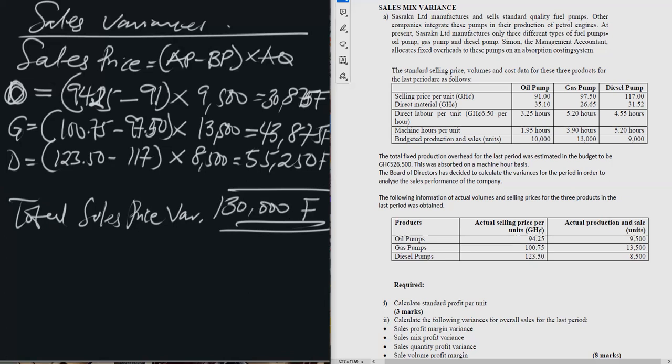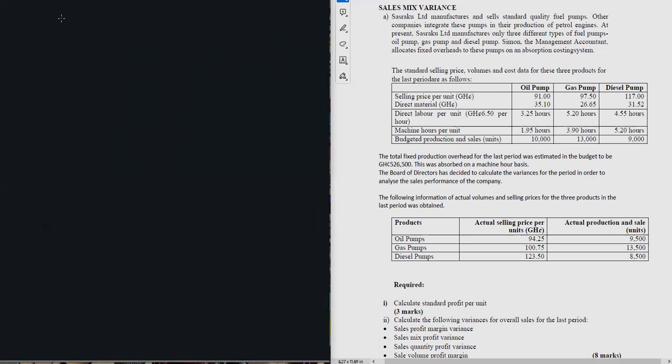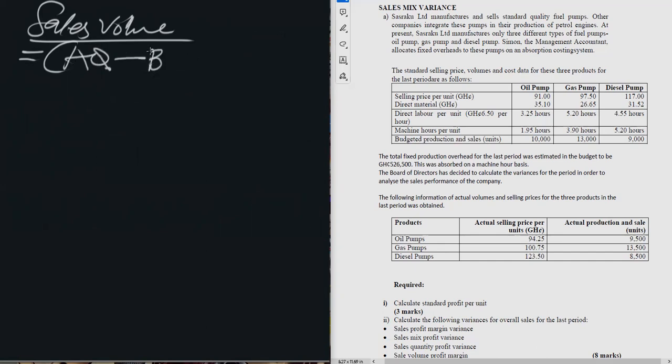130,000 favorable for price. Now, when we want to do actual sales volume, not sales quantity and sales mix, you all know that sales volume is calculated as the difference between our actual quantity sold minus our budgeted quantity or standard quantity, because we are doing total quantities, that's why you can use budgeted quantity, right? All times our standard profit.